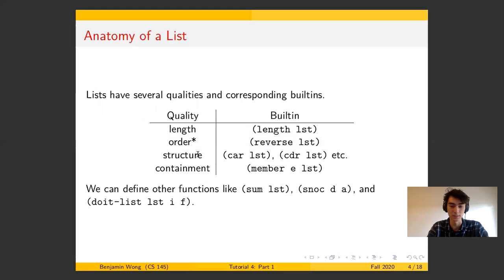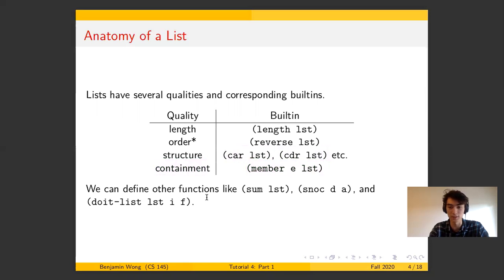Lists have a very particular structure. You can use car to get the first element, cdr to get the rest of the list, and then cadr, cddr, cadar, and all of those other combinations of car and cdr that you've seen in lecture to help you navigate through a list. Lists have containment, and you can use the built-in member to see if E is a member of a list.